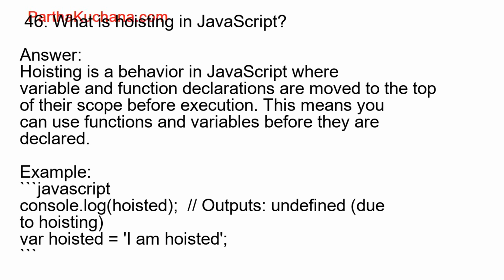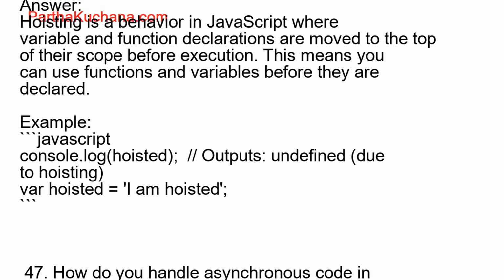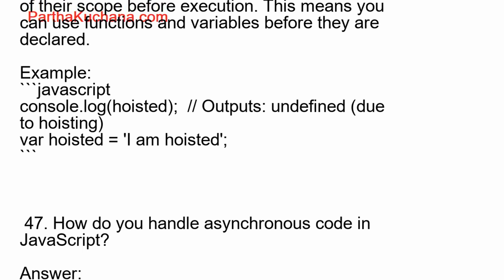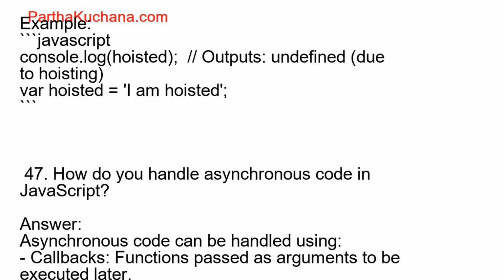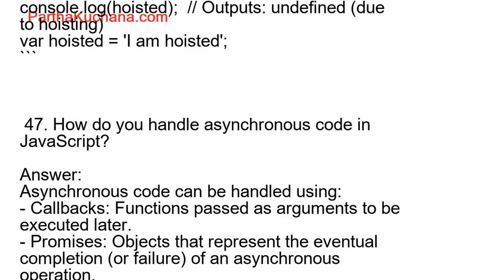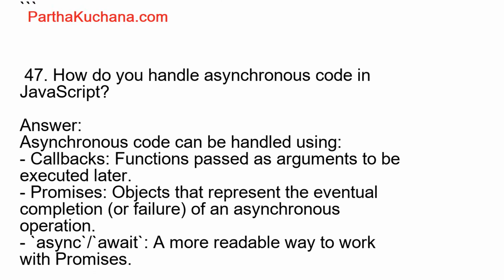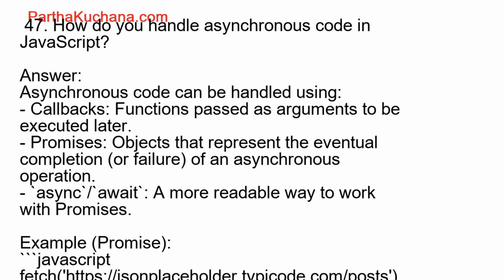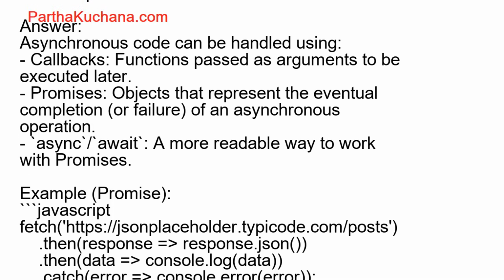49. What is destructuring assignment in JavaScript? Answer. Destructuring assignment is a syntax that allows unpacking values from arrays or properties from objects into distinct variables. Example, JavaScript. const [a, b] = [1, 2]; const {name, age} = {name: Alice, age: 25}; console.log(a, b); // outputs 1, 2. console.log(name, age); // outputs Alice 25.